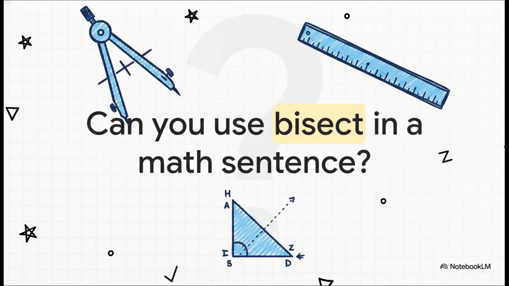Okay, your turn. Look around the room right now. What physical object could you perfectly bisect today?